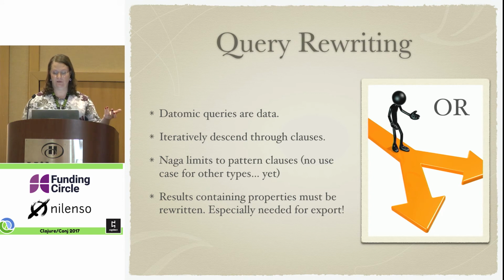Once the query's been executed and we've got our data back, we need to scan those results to see if any predicate values have come back in the results. And if they have, we need to rename them on the way out. Now that's particularly important when we do queries to re-export our data back to JSON.